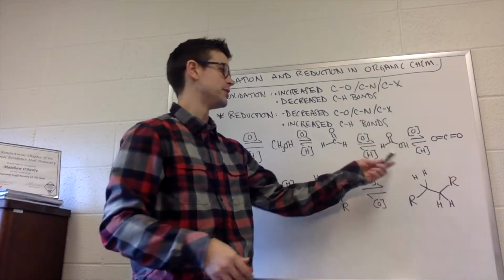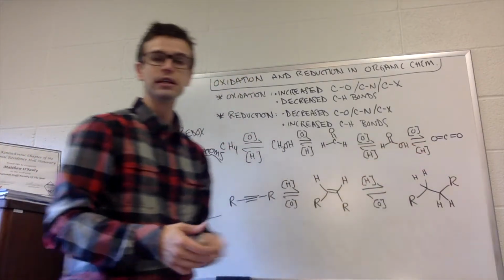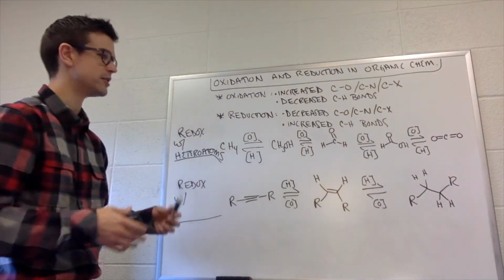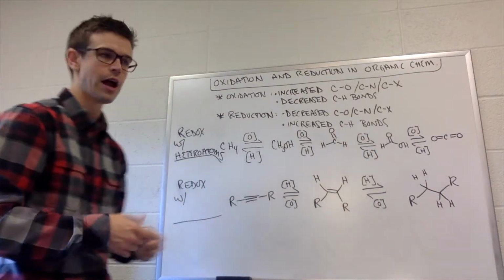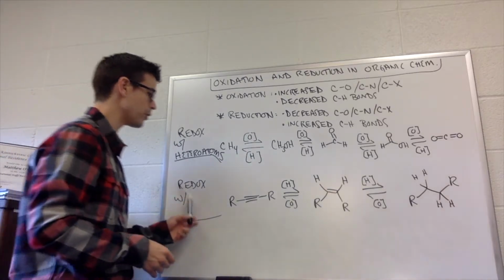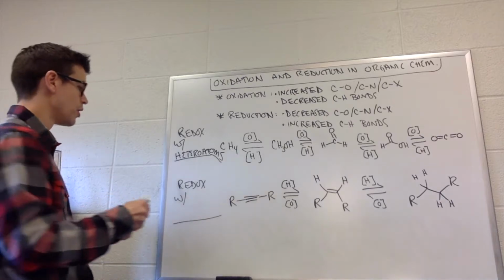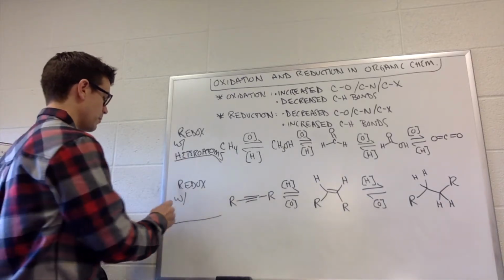And reduction is just the opposite. We're adding a CH bond each time as we're going right to left. So this is redox with heteroatoms. We could sub in a nitrogen for that or a halogen. But we can also have reduction/oxidation reactions with multiple bonds.